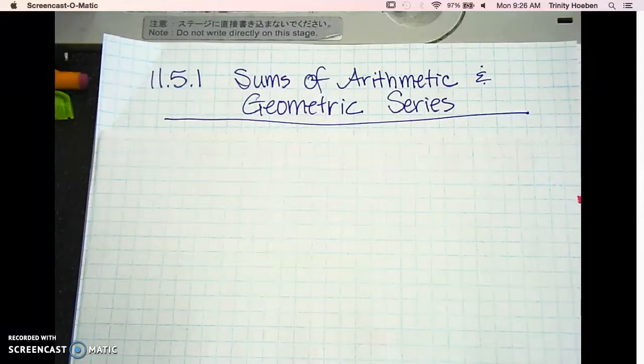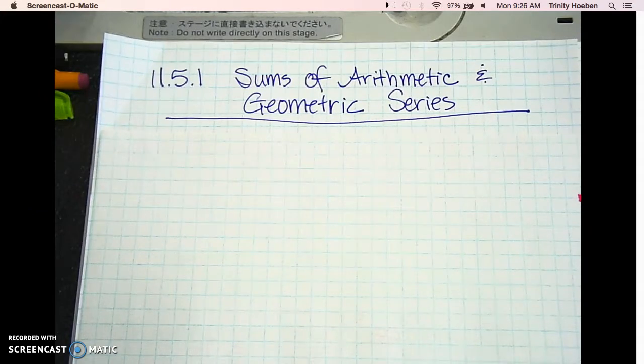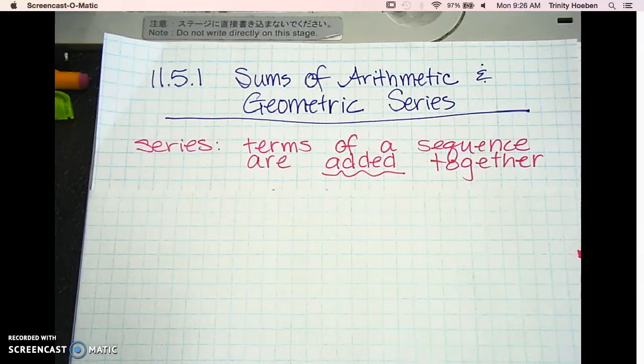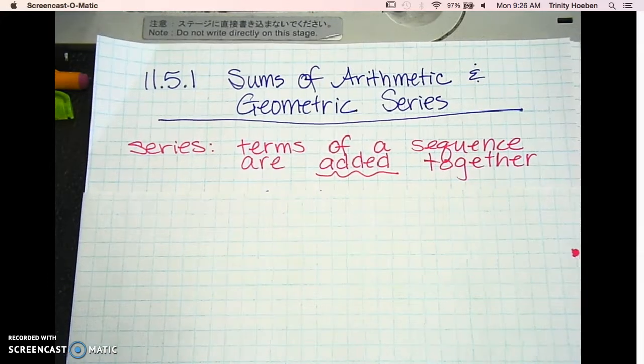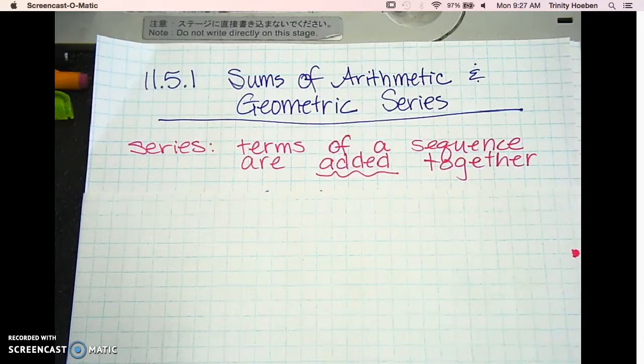All right, so 11.5 is called Sums of Arithmetic and Geometric Sequences. The first thing we need to talk about is something called a series. A series is kind of like a sequence, but instead of just listing the terms, you're going to be adding them together. That's what makes it a series, not a sequence.